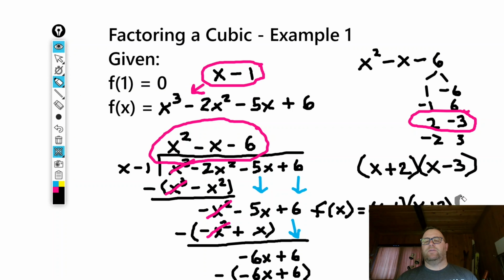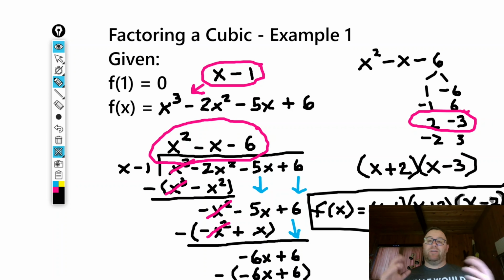Times x minus 3. And for some reason that came across in a little bit different ink. Maybe do this one. Yeah, there we go. It's a little messy, but this is the final factored form of f of x. That's all there is to it.